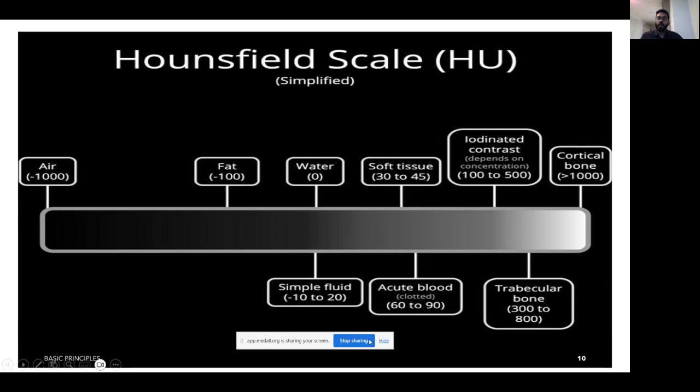So even in bone, we can see a difference between the trabecular bone and the cortical bone, which is thicker than the trabecular bone, because of Hounsfield units. So this has given us this amazing potential to differentiate all these tissues, which was earlier not possible with X-ray. So now we are starting to see all those different things separately.